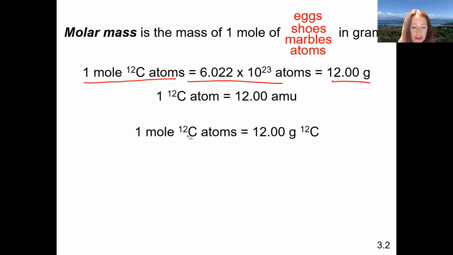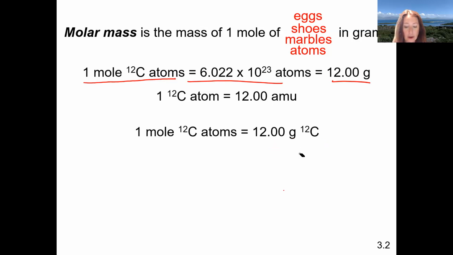So what is the difference between these? This is a single carbon 12 atom. If I said next week in lab, hey, could you go get me a carbon 12 atom and tell me the mass, you would be like, no. We don't have the capability to do that. That would be insane. But if I asked you to get a mole, you could do that, because you know a mole weighs 12 grams.